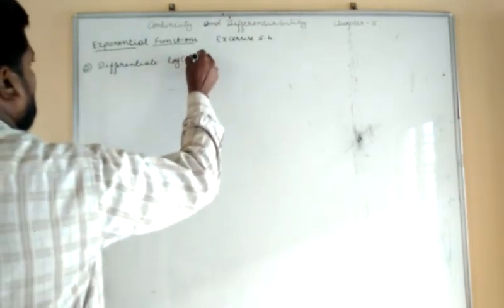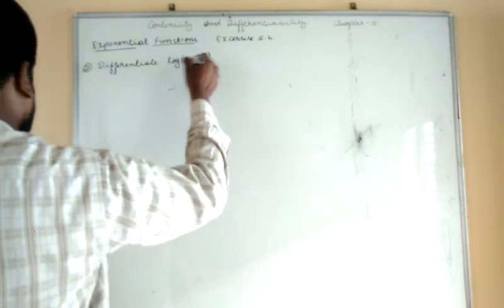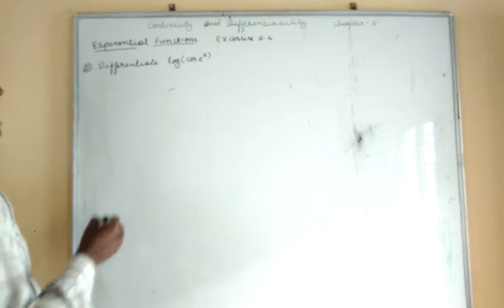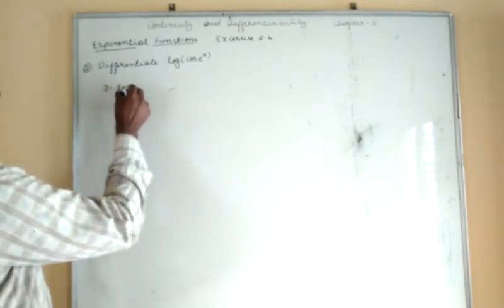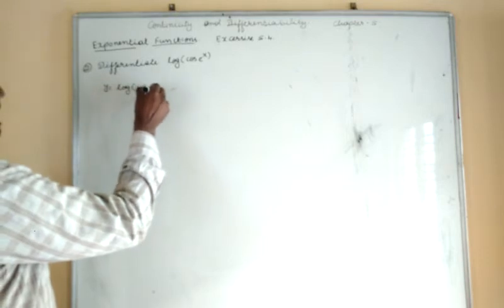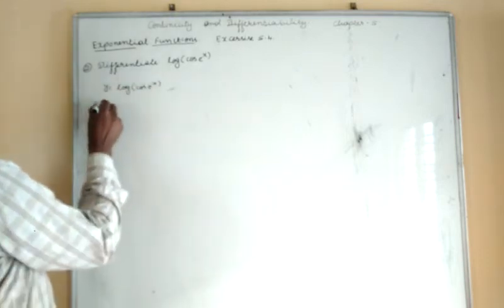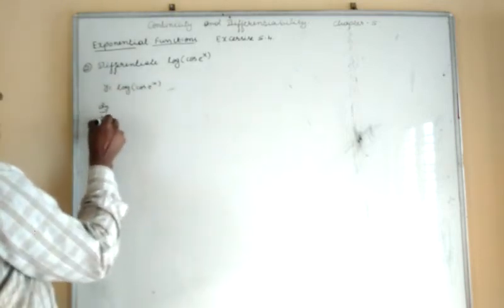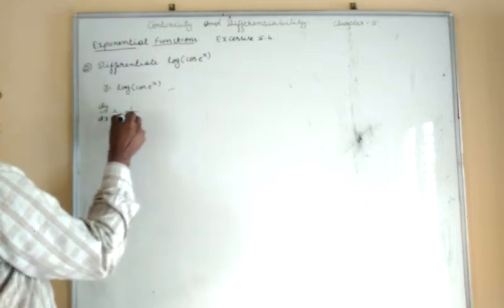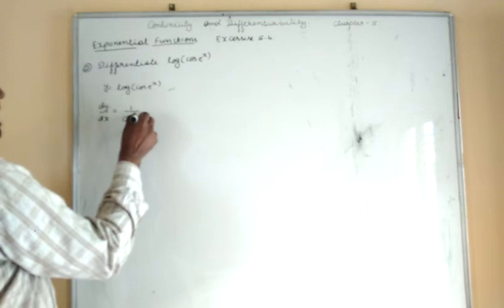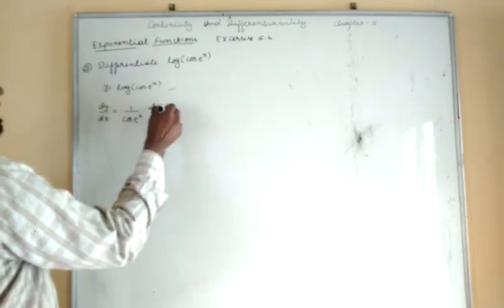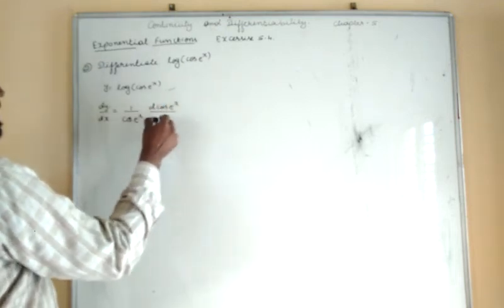Log of cos e to the power of x. Okay, we can solve this by the direct and substitution methods. So let us solve directly. Y is equal to log of cos e to the power of x. So differentiation of y with respect to x is equal to, log x differentiation is 1 by x. 1 by x means in the place of x, cos e to the power of x is there. Again differentiation of cos e to the power of x.